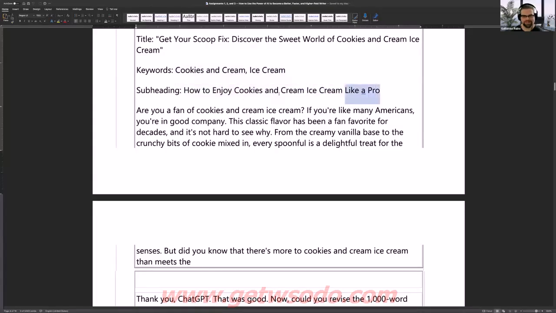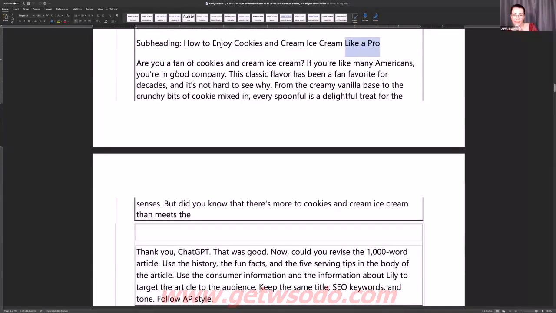Like a pro. I'm not sure that makes sense, but okay. It'd be cool though if you could be a professional cookies and cream ice cream eater. I'd say my daughter would leave home if that was an income producer.